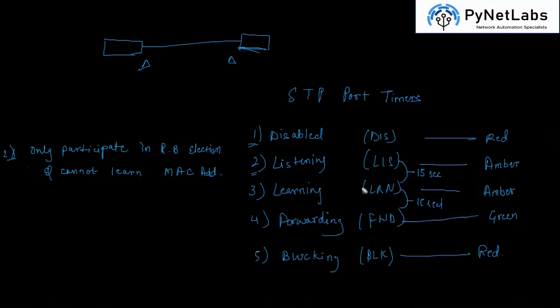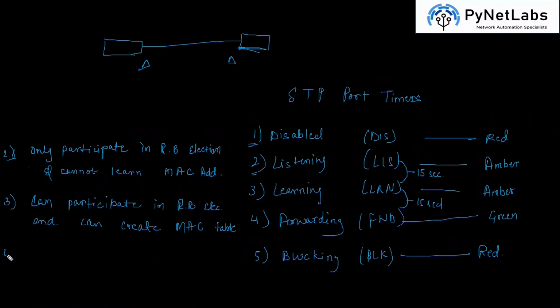Until the port is in listening mode, it can only participate in root bridge election and cannot learn about MAC addresses. Then after that, if we talk about the learning mode, here it can participate in root bridge election and can also create the MAC table.